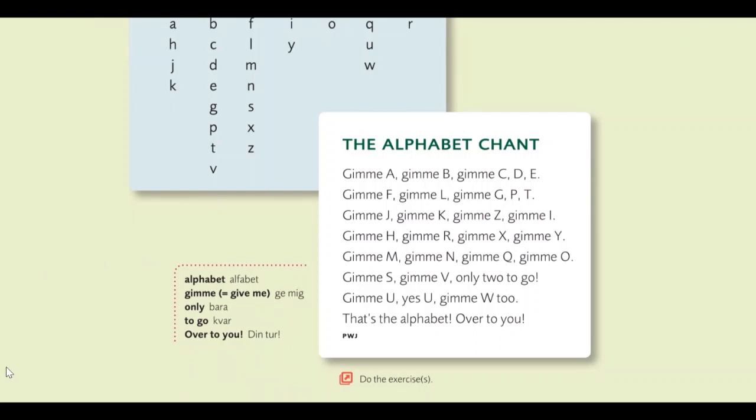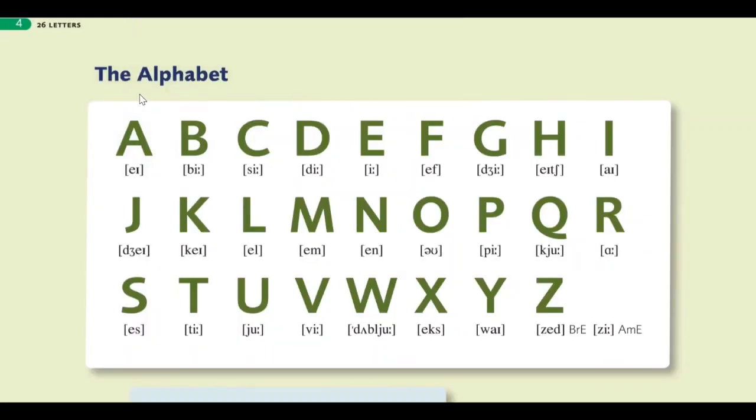The alphabet chant. Gimme A, gimme B, gimme C, D, E, gimme F, gimme L, gimme G, P, T, gimme J, gimme K, gimme Z, gimme I, gimme H, gimme R, gimme X, gimme Y, gimme M, gimme N, gimme Q, gimme O, gimme S, gimme V, only two, two, go. Gimme U, yes, U, gimme W, two. That's the alphabet. Over to you.